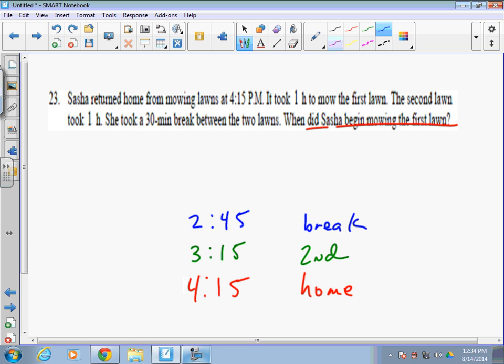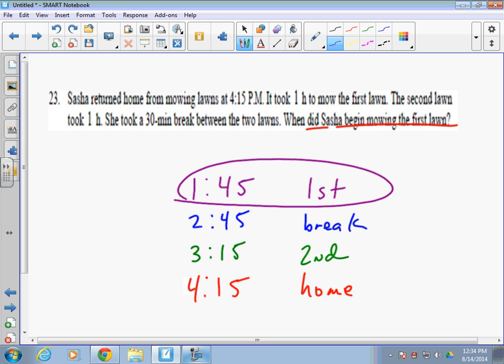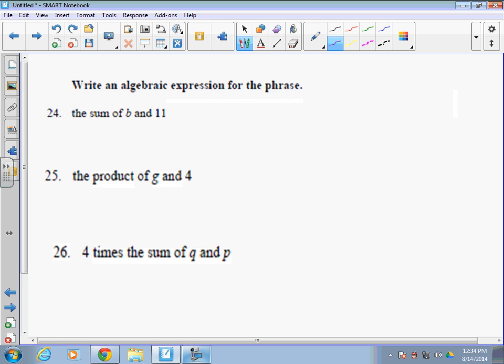Then when you go one more time, now it's going to be the first lawn she did. The first lawn took her 1 hour. So she began an hour before 2:45. She began at 1:45. So it said, when did she begin mowing the first lawn? Right here. She began at 1:45. And again, there are several different ways you can set this up into a formula. There are several different equations you can make. But I'm always trying to show you the easiest, most simple way. Work backwards through this, and you'll come up with when she began.